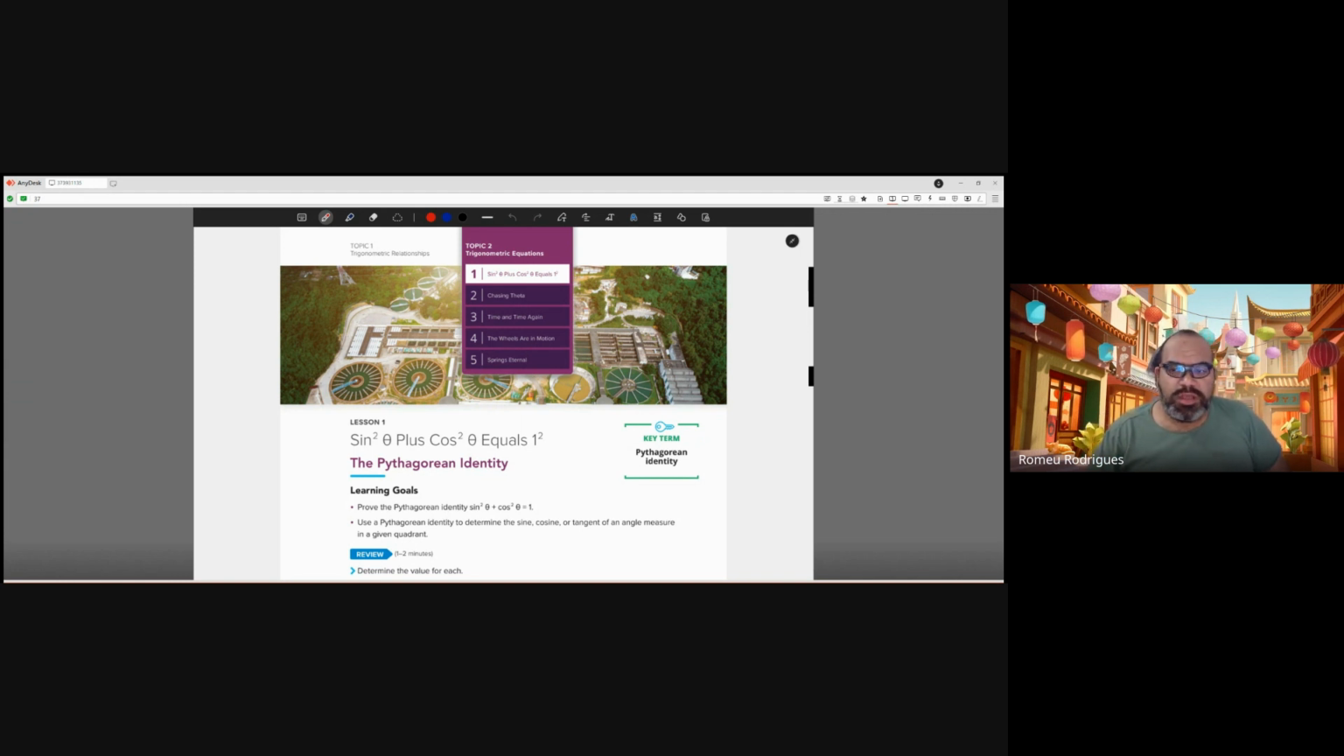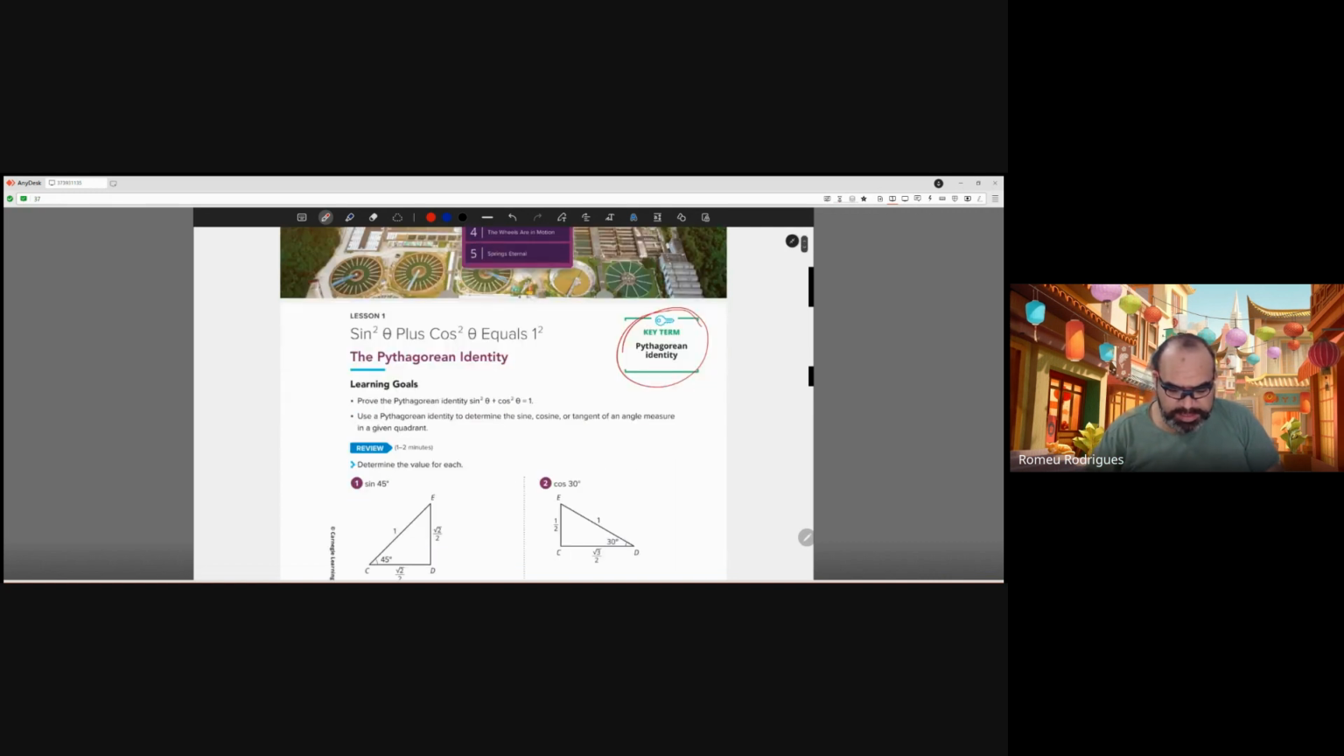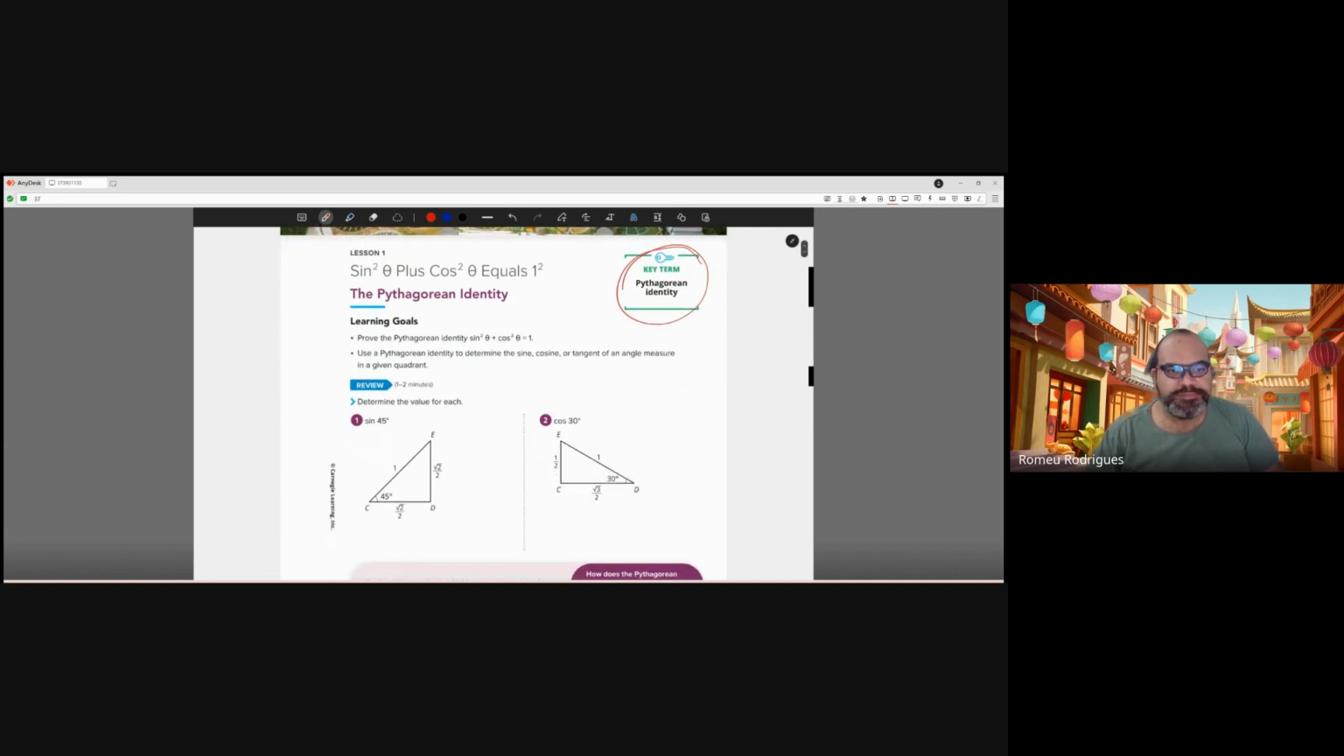Today, guys, let's talk about the Pythagorean identity. Our main goal is exactly this, as you can see, the Pythagorean identity. Our learning goals today are to prove the Pythagorean identity, sine squared theta plus cosine squared theta equals 1, and use the Pythagorean identity to determine the sine, cosine, or tangent of an angle measured in a given quadrant.